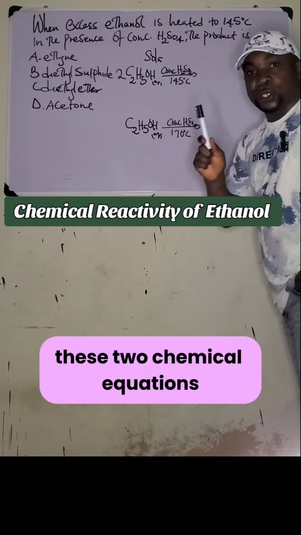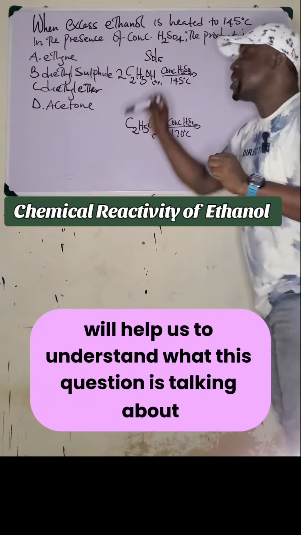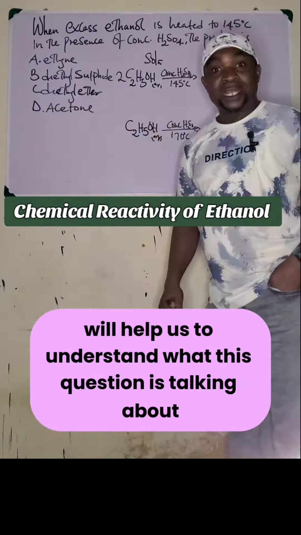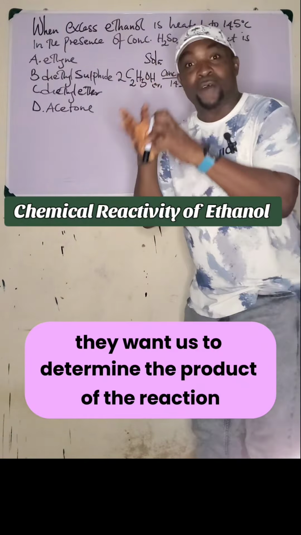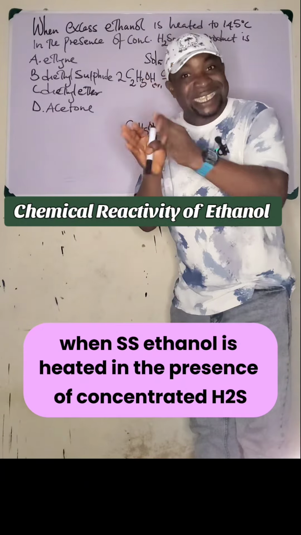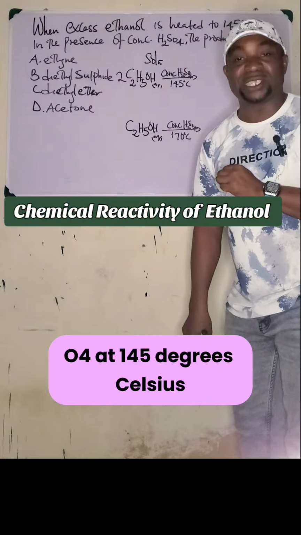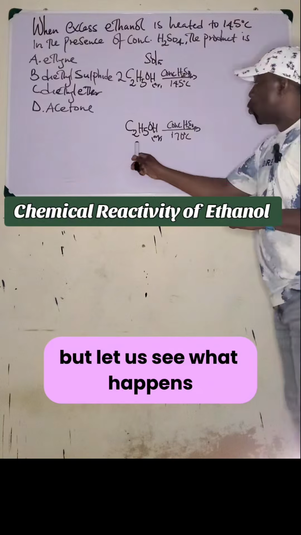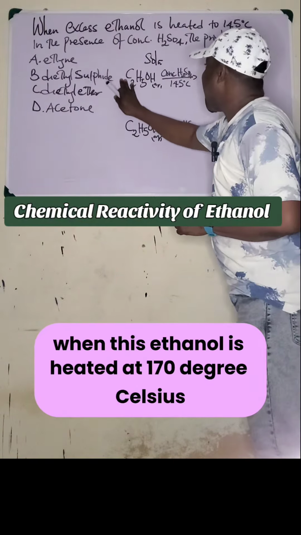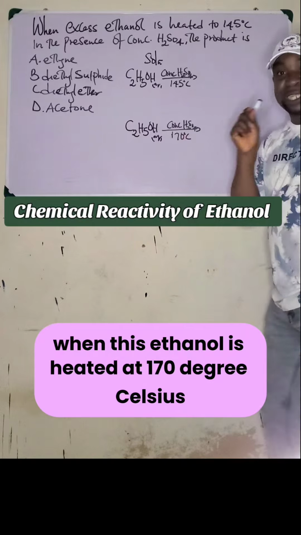These two chemical equations, especially this one, will help us to understand what this question is talking about. They want us to determine the product of the reaction when excess ethanol is heated in the presence of concentrated H2SO4 at 145 degrees Celsius. But let us see what happens when this ethanol is heated at 170 degrees Celsius.